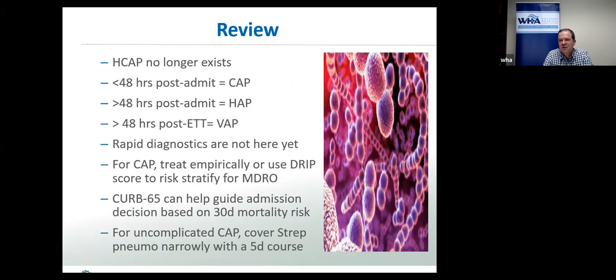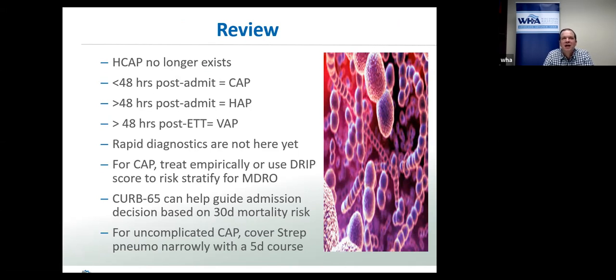It's review time. We've got 20 minutes for questions as promised. Here's the back of the envelope take-home points that you can share with your colleagues. One slide that you can take a screenshot of and email out to your ED, to your hospitalist, to your ICU.